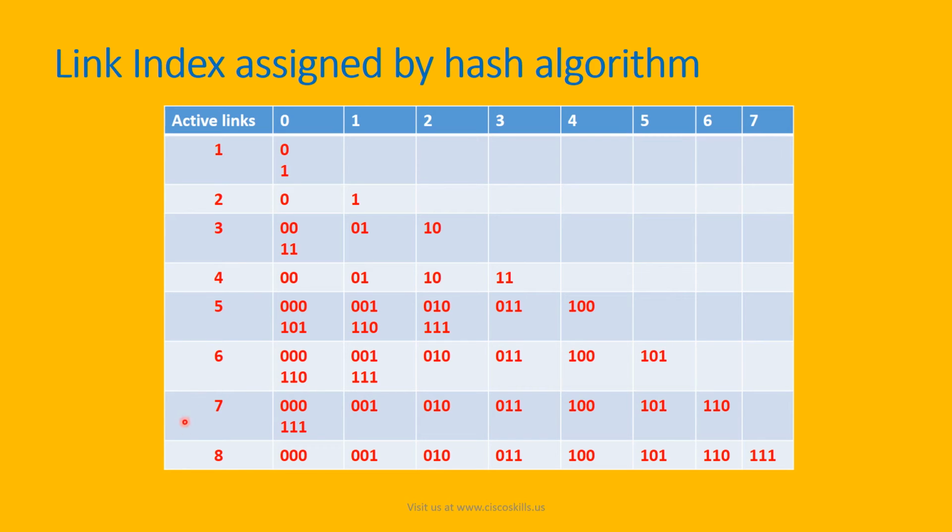And you can figure out the cases where it has 7 or 8 active links. So as you can see over here, it is better if you have the active links at a power of 2, like 2, 4, and 8. The frames will be distributed evenly. So let's move on to the next slide.